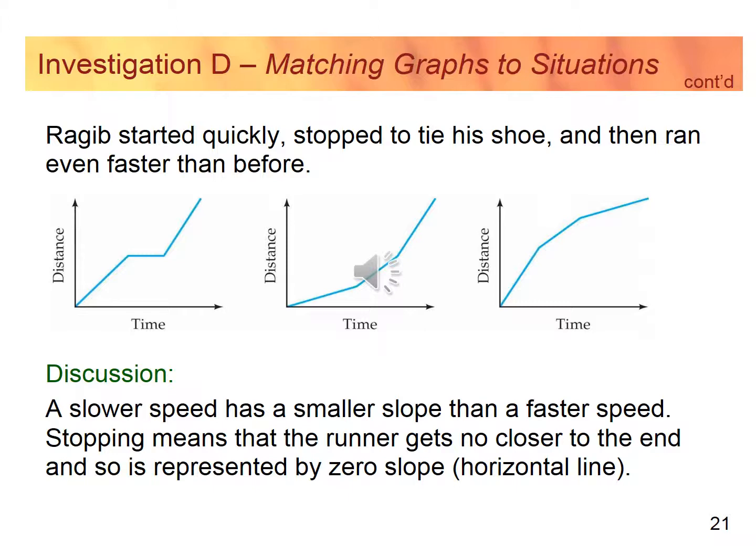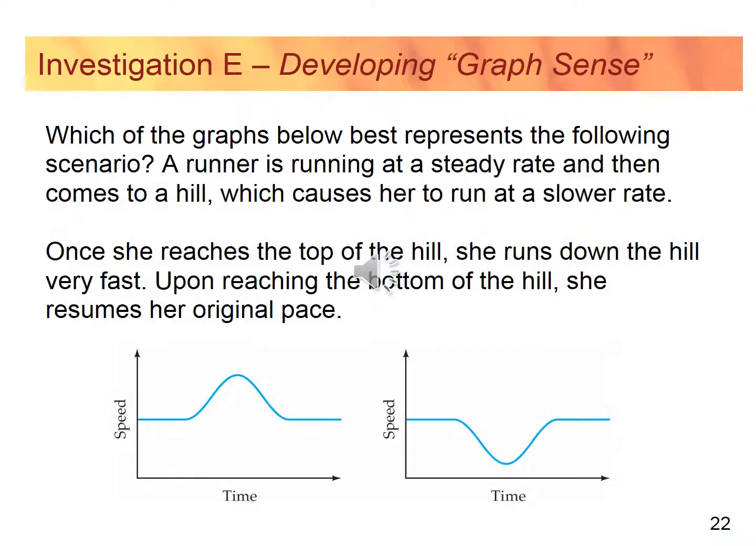Well, the first graph is the best representation of his activity. You can see he's running pretty quickly, but then he stops. And so this horizontal bar shows he has not made any progression towards the end of the line. So the distance is not increasing, but time is continuing to go and move. Okay, so the clock's still running even though he stopped. Then he runs even faster than he did when he started out. So which of the graphs below represent this scenario?